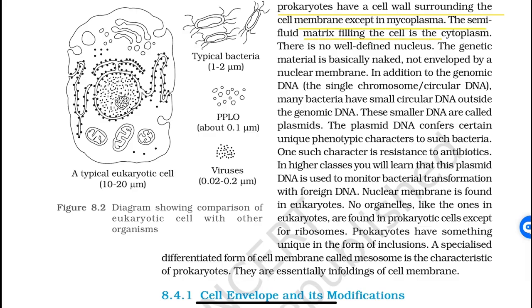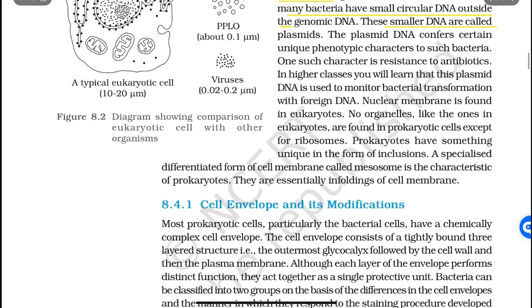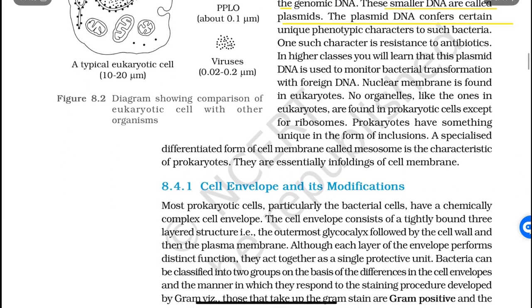The semi-fluid matrix filling the cell is the cytoplasm. There is no well-defined nucleus. The genetic material is basically naked, not even enveloped by a nuclear membrane. In addition to the genomic DNA, many bacteria have small circular DNA outside the genomic DNA. These smaller DNAs are called plasmids. The plasmid DNA confers certain unique phenotypic characters to such bacteria. One such character is resistance to antibiotics. In higher classes, you will learn that this plasmid DNA is used to monitor bacterial transformation with foreign DNA.